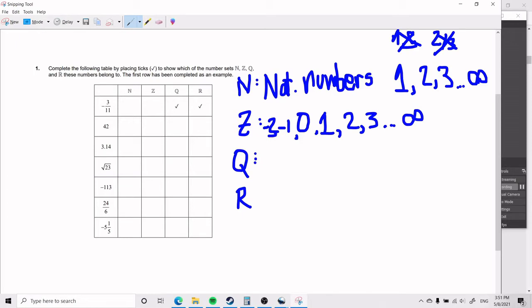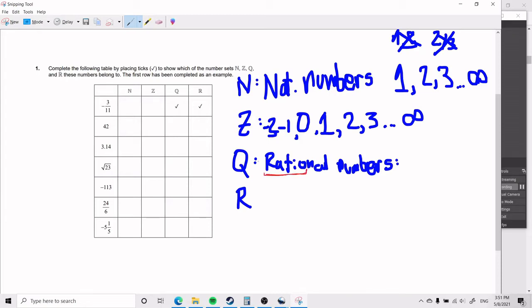Moving on, we have the rational numbers, which are the Q's. This makes reference to any number that can be written as a ratio, as a fraction. Ratio and fraction, I'm going to use them as synonyms. If you have trouble remembering this, notice that the word rational literally has the word ratio inside of it.